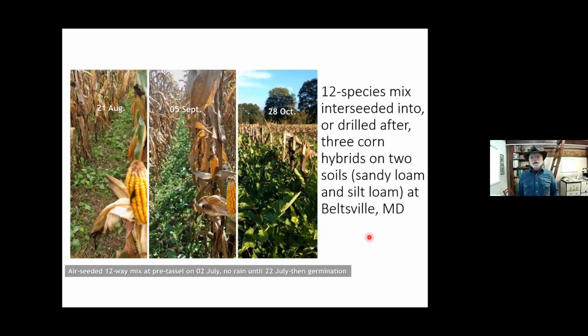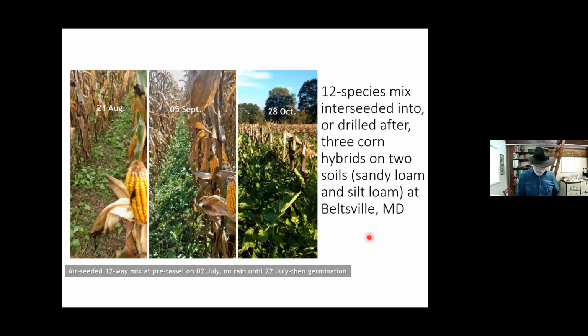So I took advantage of a study I had going. We had a 12 species cover crop mix. Now, this is not something I'm recommending you go out and do, although it was only about $48 per acre of seed. But it had 4 different legumes, 4 different brassicas, and 4 different grasses, just cereals. We were interested in knowing which of these species would do best in the interseeding mode. So we interseeded them with that high boy air seeder into 3 different corn hybrids. They were all early, but some were earlier than others. And we did it on 2 soils. And then we compared that to drilling the cover crop after harvest on those different dates.